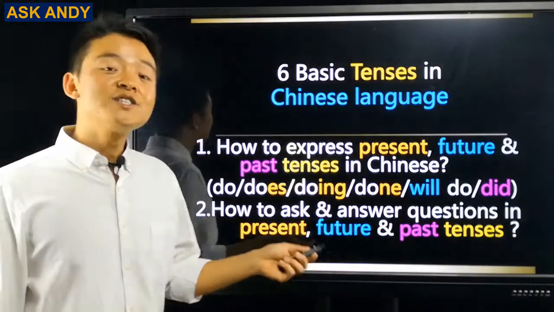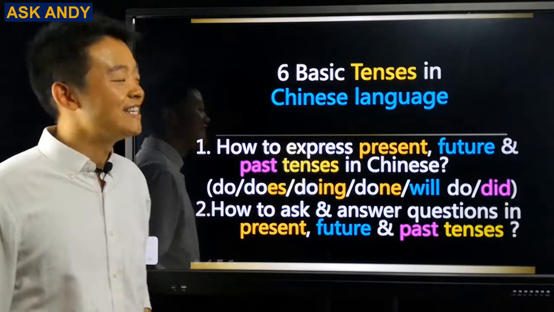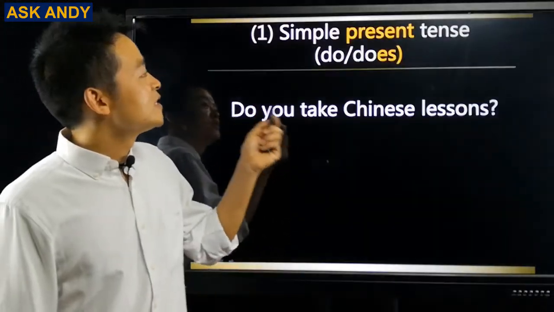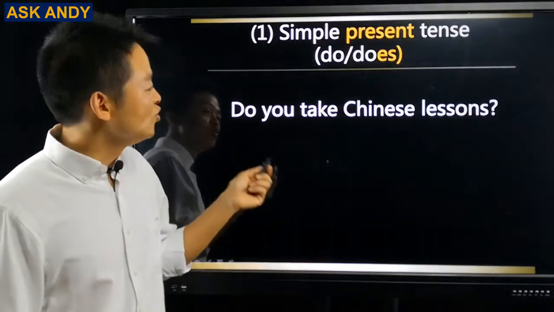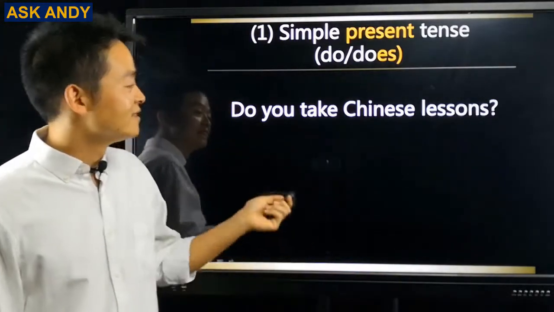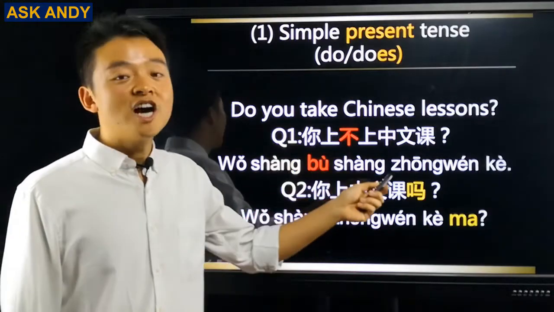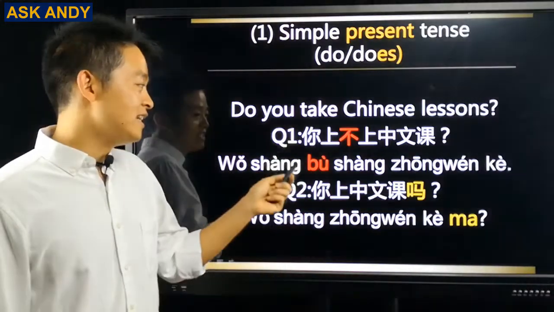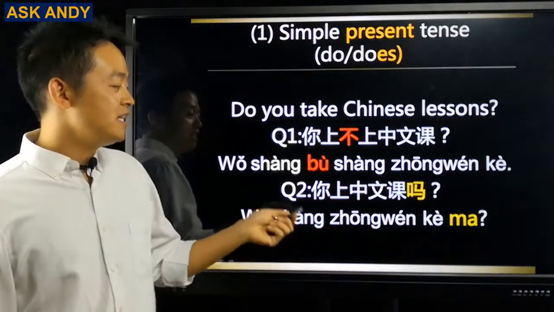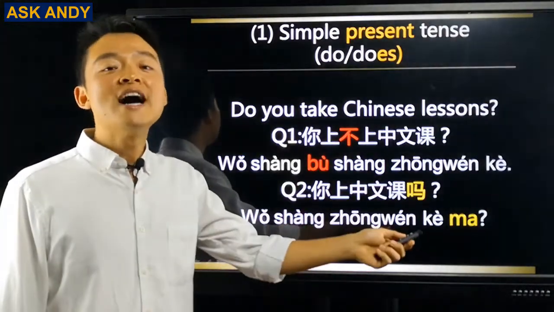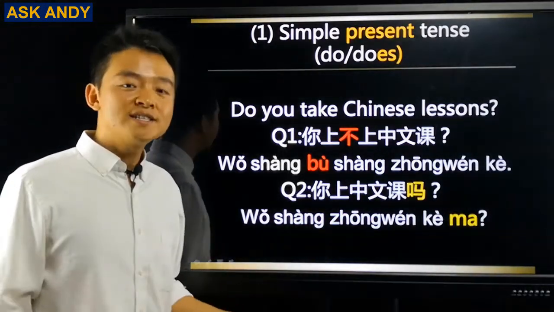How to ask and answer questions in present, future, and past tenses in Mandarin Chinese. Number 1. Simple present tense, do, does. For a yes or no question, do you take Chinese lessons? That is, question 1 would be 你上不上中文课? Question 2 is 你上中文课吗?